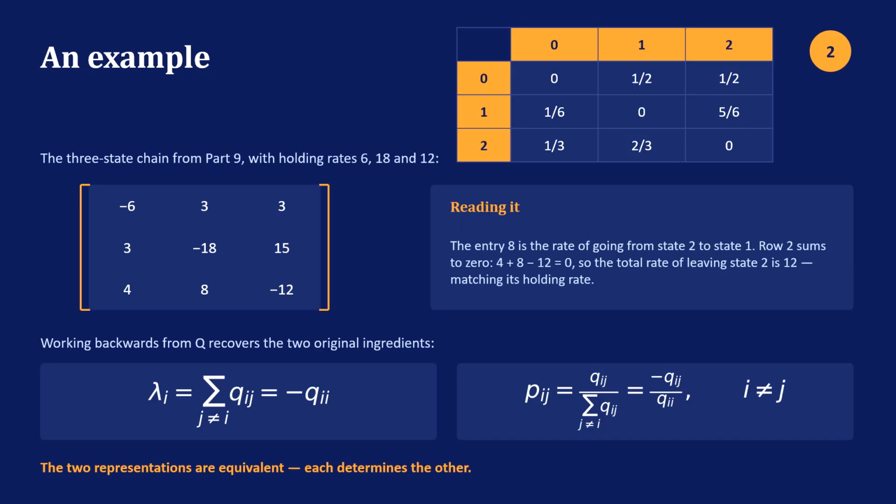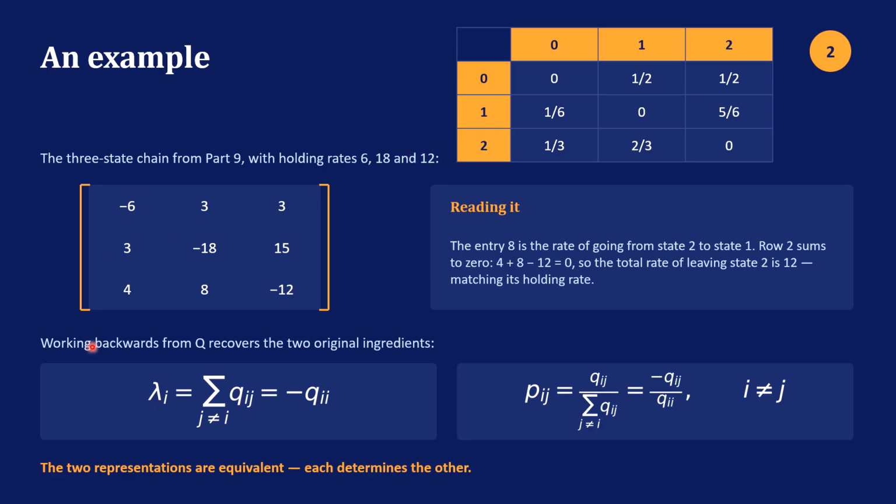I have an example here. We'll use the Markov chain from lesson 9. States are 0, 1, and 2. This is the corresponding Q matrix. And we also have that the rates are 6, 18, and 12. So for leaving state 0, the rate is 6, leaving state 1, the rate is 18, and leaving state 2, the rate is 12.